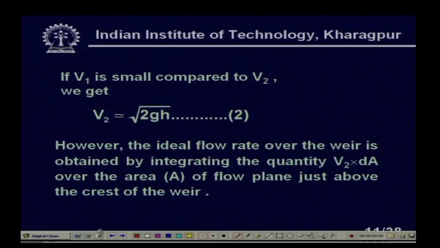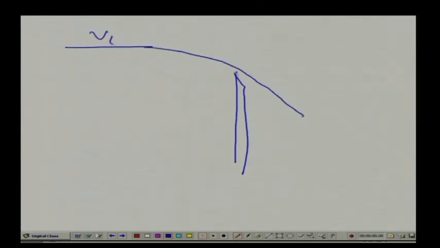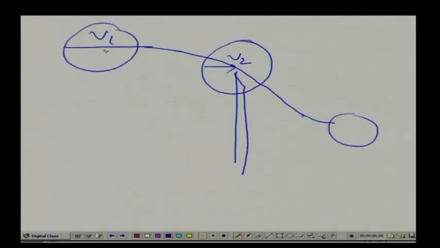Please remember another thing. If I take a blank page, it is easy to understand. You see here, I have a crest here. Here the velocity is V1, so the liquid is falling down, and here is V2 at the crest, right. At this position only the velocity will be high. This velocity will not be maintained; once it falls down the velocity will be reduced. In this region it is already less than V2, and here also the velocity will be less than V2, right.